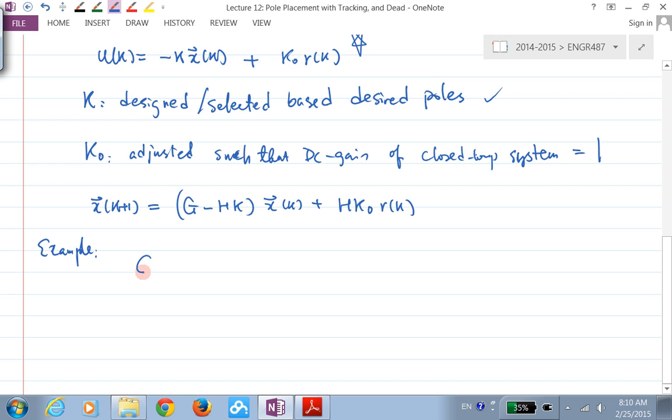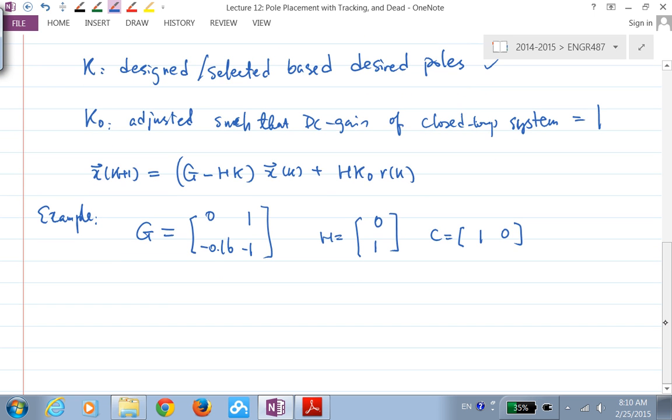Suppose that I have a system G is 0, 1, negative 1, 6, 1, negative 1, and H is this, C is this. So your output basically is just the x1 of k. Let's design this reference tracking problem here and then get the desired K and K naught.